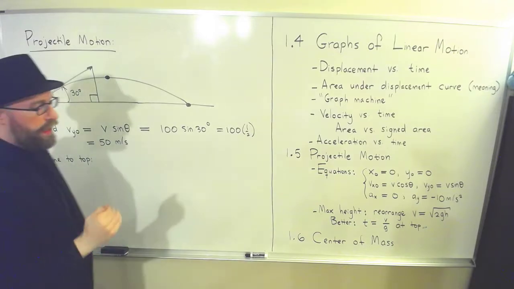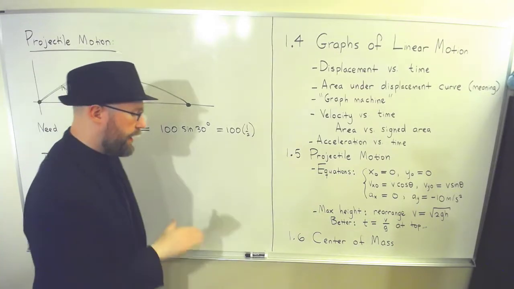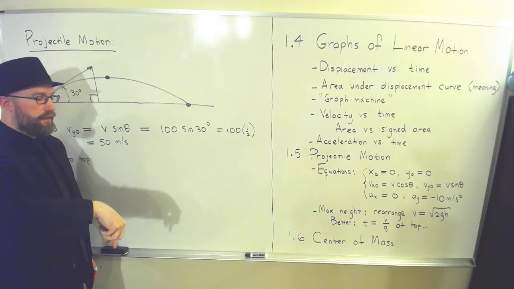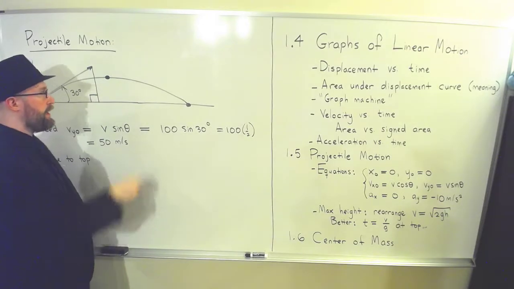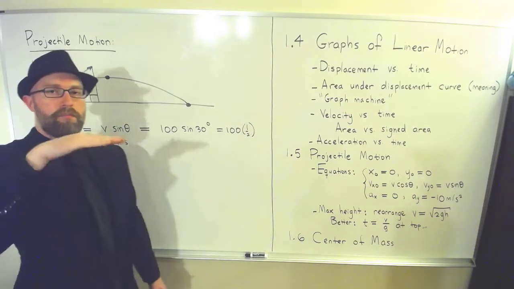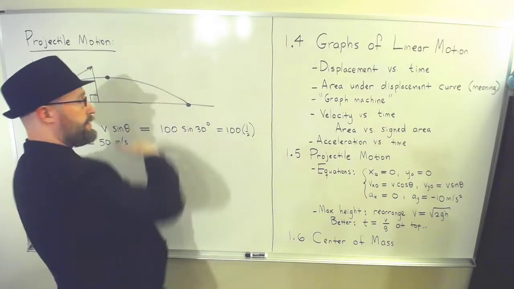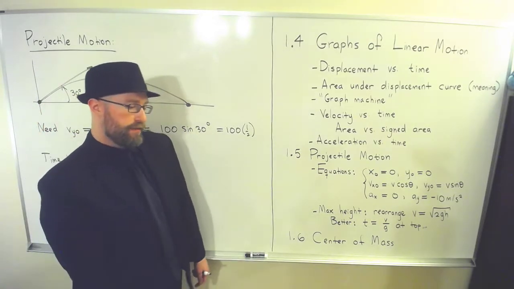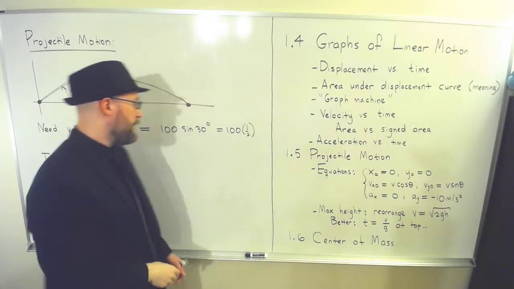Well, it starts out going upwards at 50 meters per second. It's accelerating constantly downwards at -10 meters per second. It's going to hit the top. What the top means is that the y velocity is 0. That's where it comes to a stop in the y direction and then starts going back down.